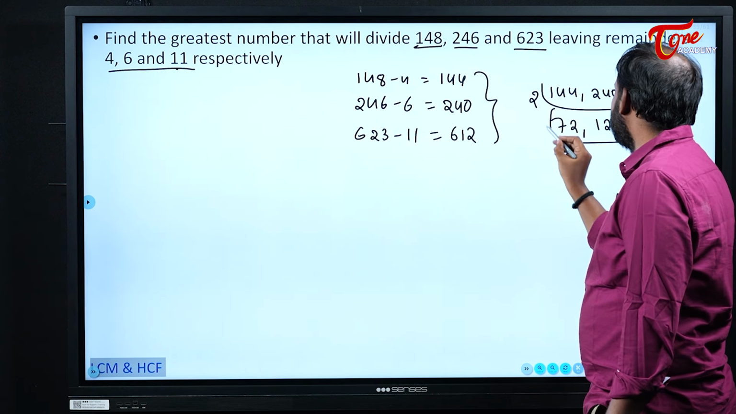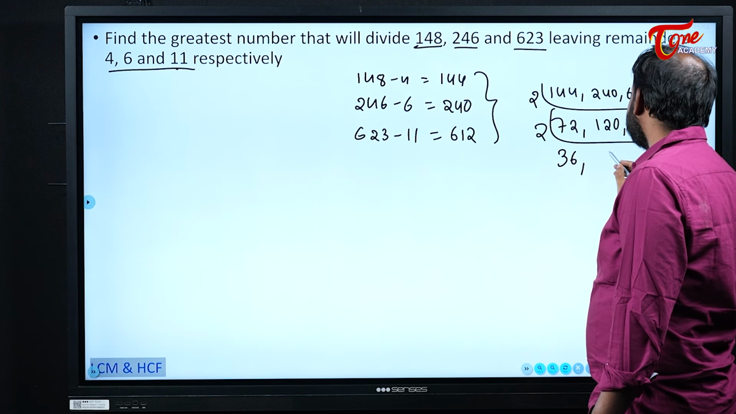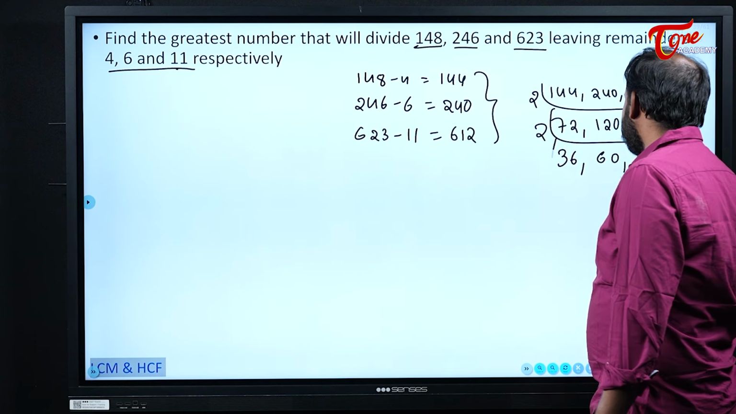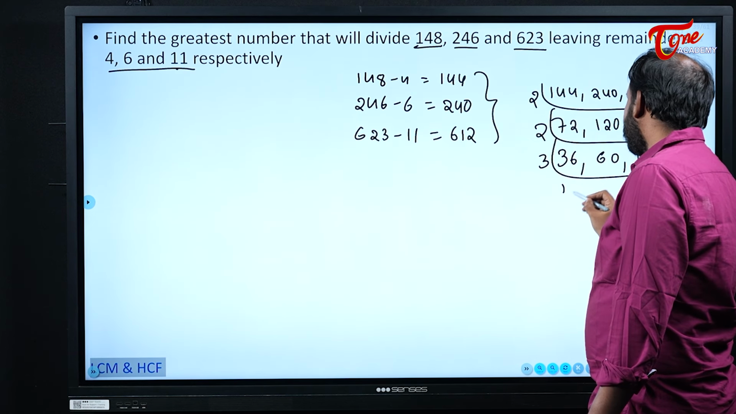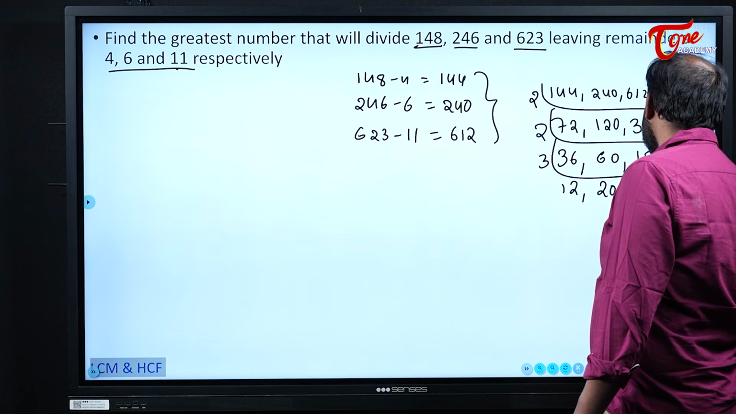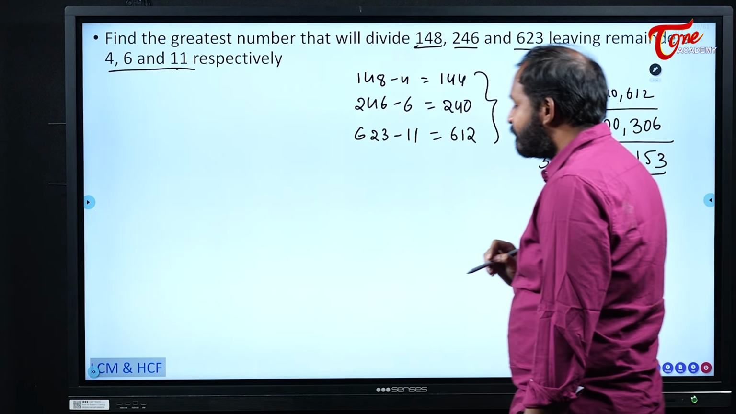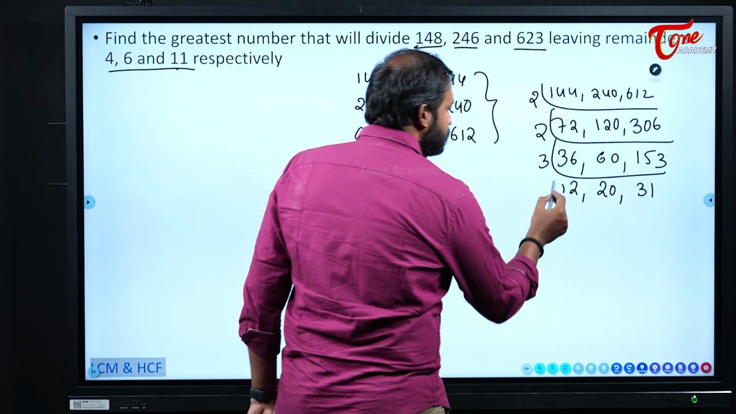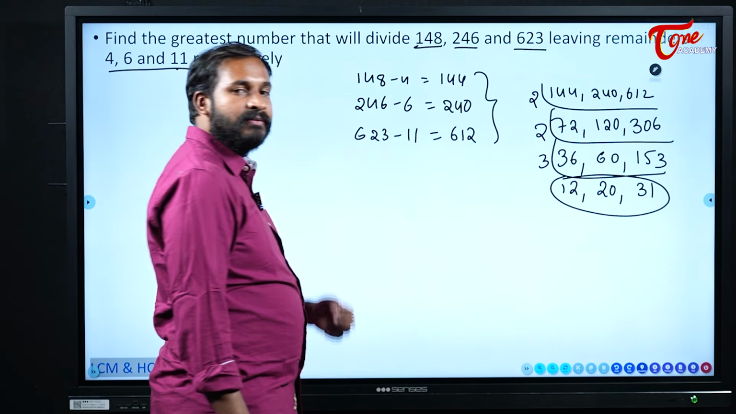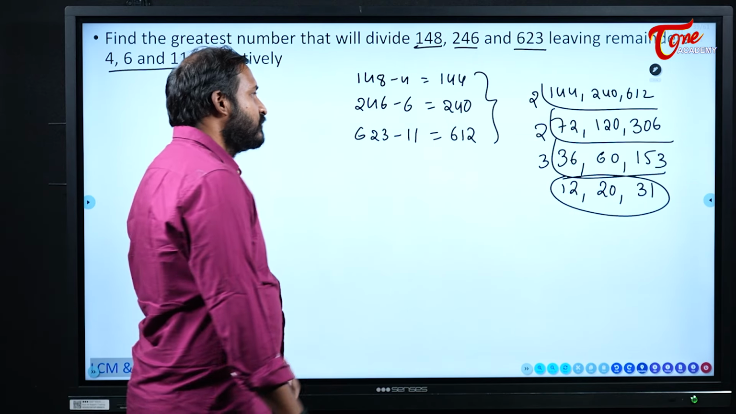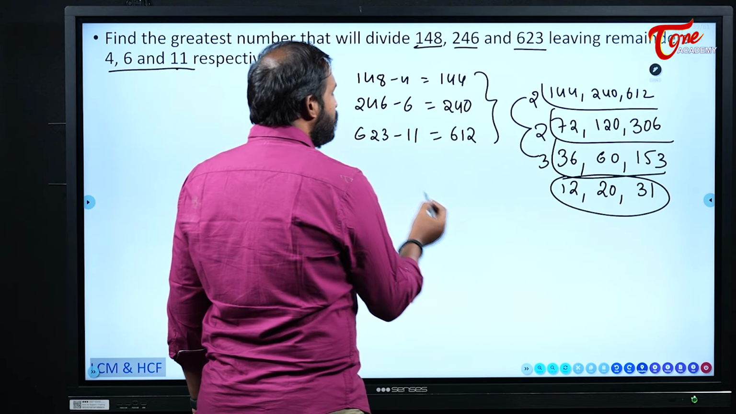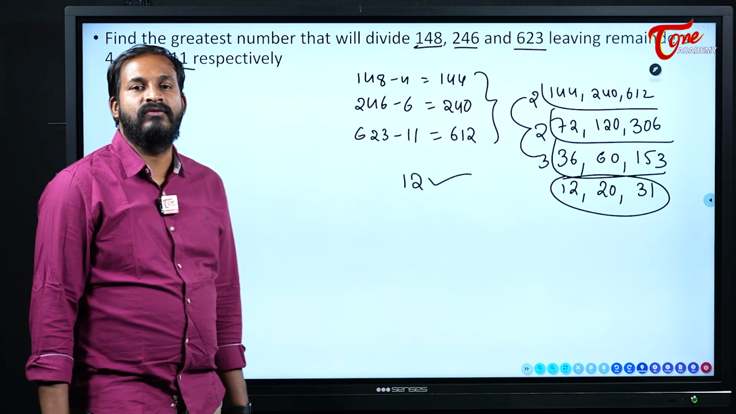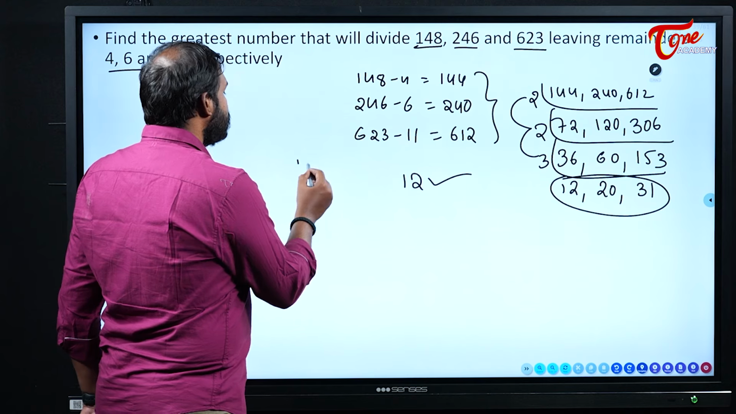Next, similarly in the 2 table, 36, 60, 153. Next, in the 3 table, 12, 20 and 51. 51 is not prime, but the remaining numbers are co-primes. So our process stops here itself. Why? Because these 3 will become by default co-primes. So 2 2s are 4, 4 3s are 12. So what is that highest number? This number will be nothing but 12. So our answer here is 12.